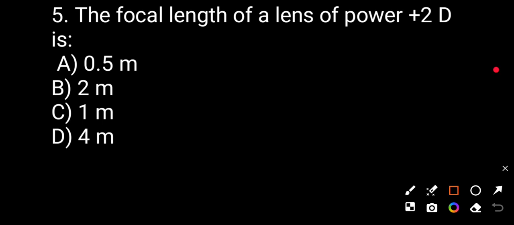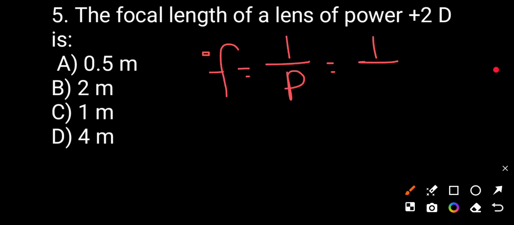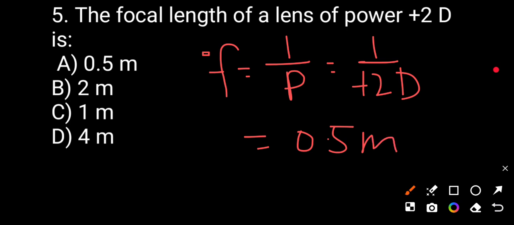Question number 5. The focal length of a lens of power plus 2D is F equal to 1 upon P, equal to 1 upon plus 2D, equal to 0.5 meter. The options are 0.5 meter, 2 meter, 1 meter, 4 meter. The correct answer will be A.